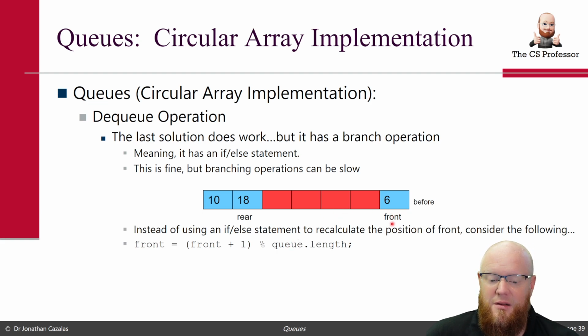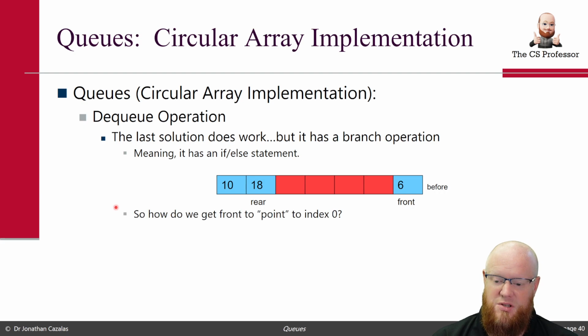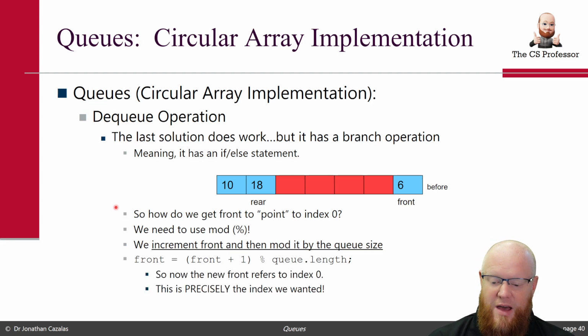But now check it out here. What about when front is already equal to 6? Well, take 6 plus 1 is 7, and 7 mod the length of the queue, which is 7, 7 mod 7. Now it brings front back to 0. So this one line of code actually takes care of those 4 lines of code with that if and that else. And it takes care of all of the options for us. And so we simply use mod. We increment front, and then we mod it by the size of our queue.